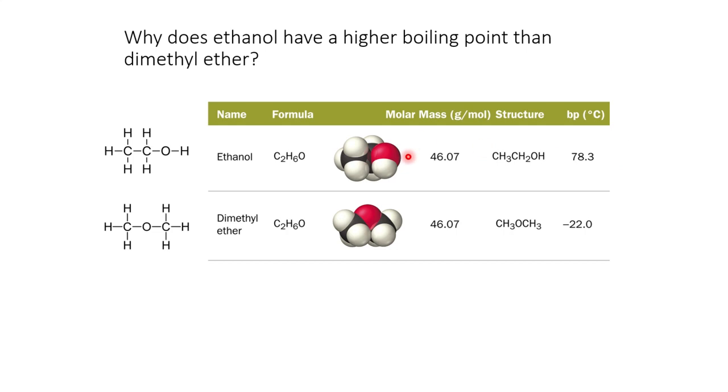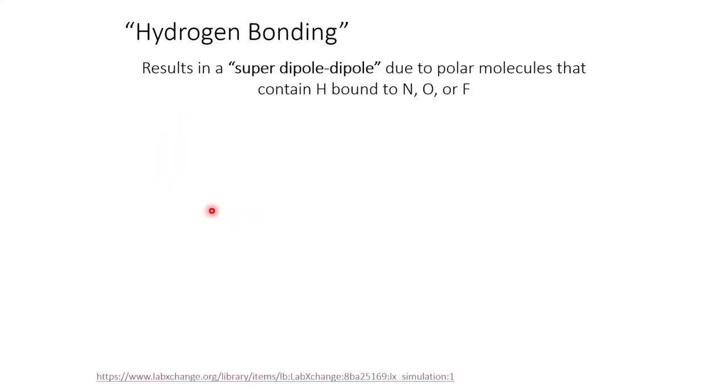So our molar masses are the same and our boiling points are really different. And so the key here is this OH for ethanol, and there's not really a section like that for ether. So what that is, it's a special type of dipole-dipole bond called a hydrogen bond. And this is due to polar molecules that contain hydrogens bound to a nitrogen, an oxygen, or a fluorine. It is only ever these three, okay? Because that is where we have an electronegativity difference that is significant enough.